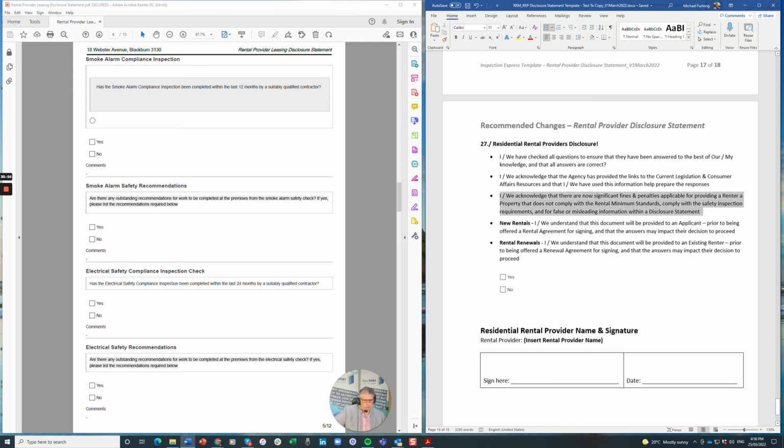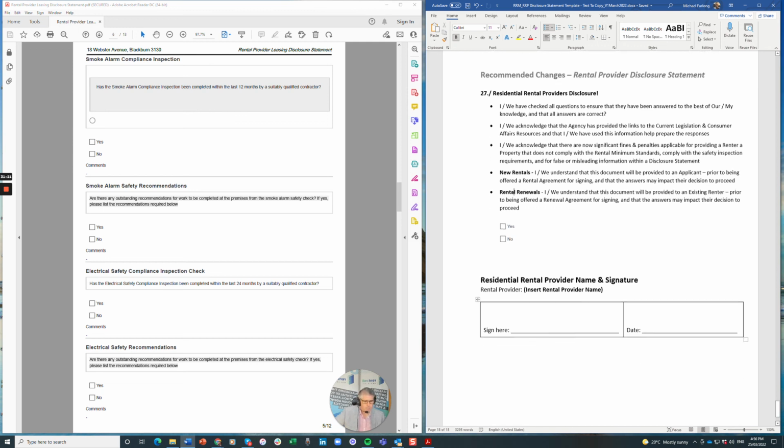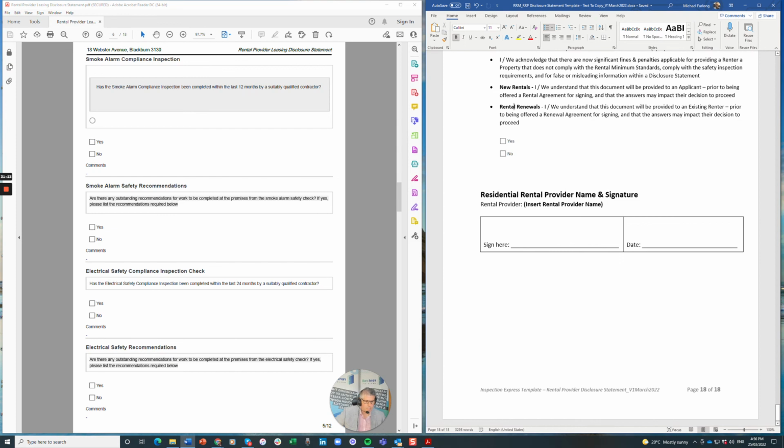New rentals, we understand that this document will be provided to the applicant prior to being offered a rental agreement for signing, and that the answers may impact their decision to proceed. Rental renewals, we understand that this document will be provided to an existing renter prior to being offered a renewal agreement for signing, and that the answers may impact their decision to proceed. Yes, no, and then they get their signature. So that's the document for the disclosure.